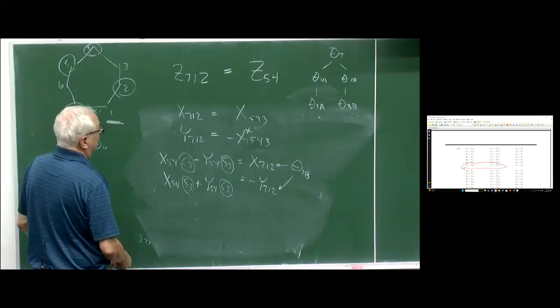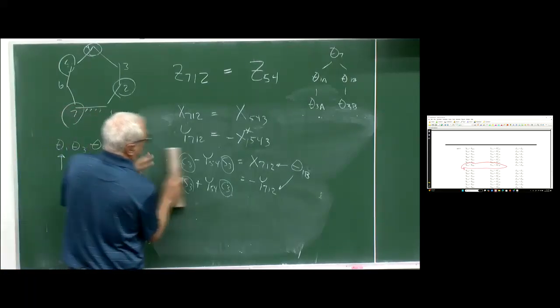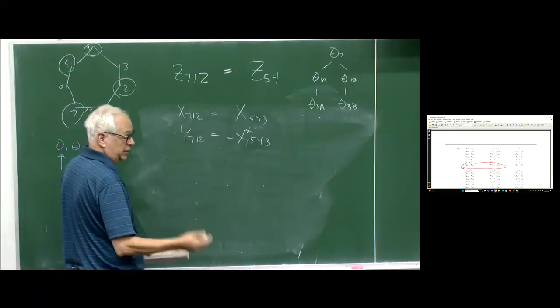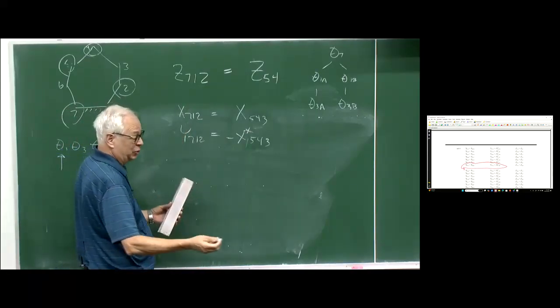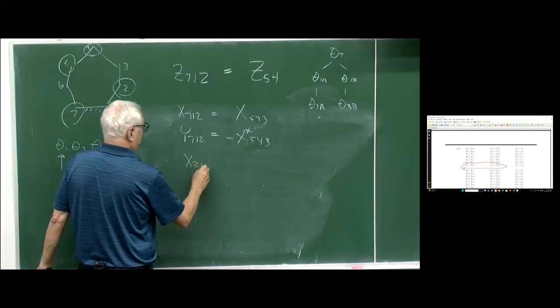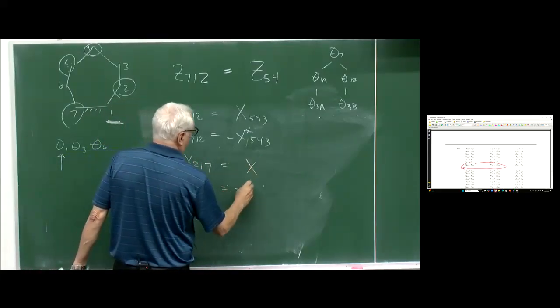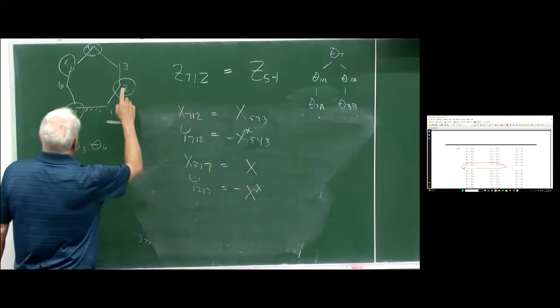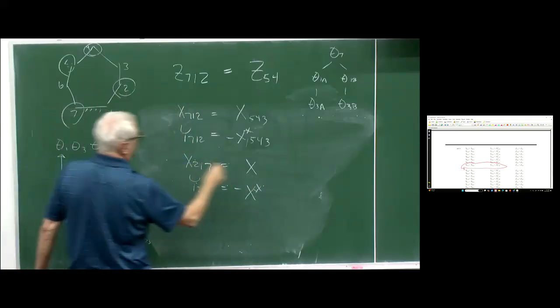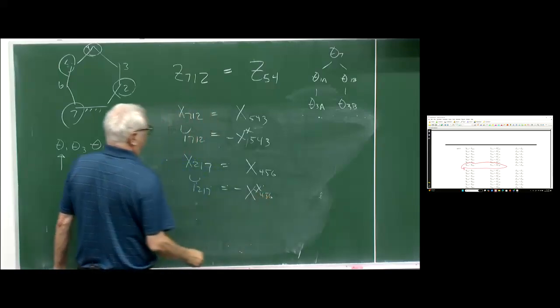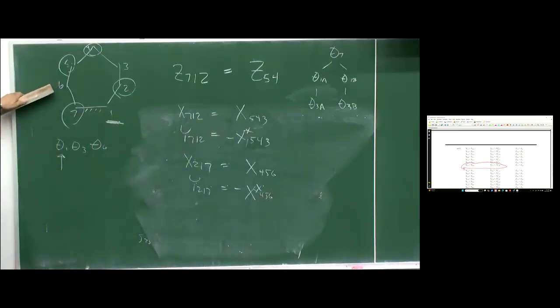Then we have one angle left, which is theta 6. So I know the definition of Z712 is the same as Z217. So let me look at those. And this time I'll try not to mess up. 217 is going to be 456. Wow, that's going to allow us to get theta 6.